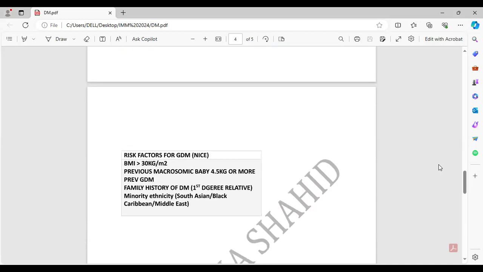These are the risk factors for gestational diabetes according to the NICE guideline, which include BMI more than 30 kg per meter square, previous macrosomic baby of 4.5 kg or more, previous history of gestational diabetes, family history of diabetes in a first degree relative, more importantly mother or sister, and minority ethnicity, which includes South Asian, Pakistani, Black Caribbean, and Middle Eastern. So these are the risk factors by which you will screen the patient for diabetes.